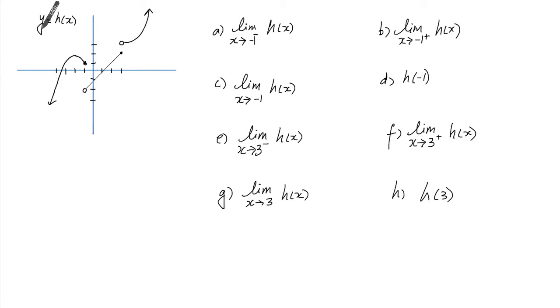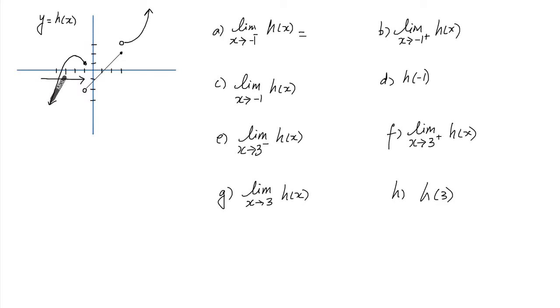Given the function h of x, a piecewise function, we're asked to find all of the following limits. So the best way, obviously, to do this is to take a look at it graphically. The first one here, as x approaches -1 from the left-hand side, that means we're approaching -1 from that side here. And what happens to h of x?